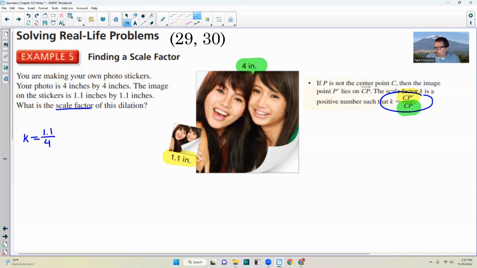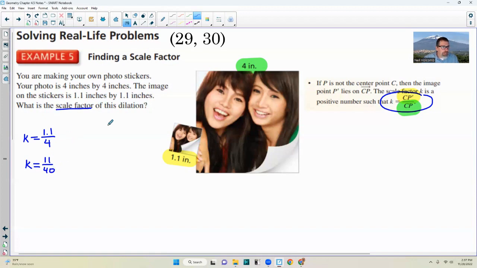That's pretty much it. Can you reduce that? Well, if you don't want a decimal and a fraction, because that's kind of a fraction within a fraction, we don't want that. Multiply 1.1 by 10 to move the decimal over 1, and that'd be 11. Multiply 4 by 10, and that is 40. So the scale factor is 11 over 40.